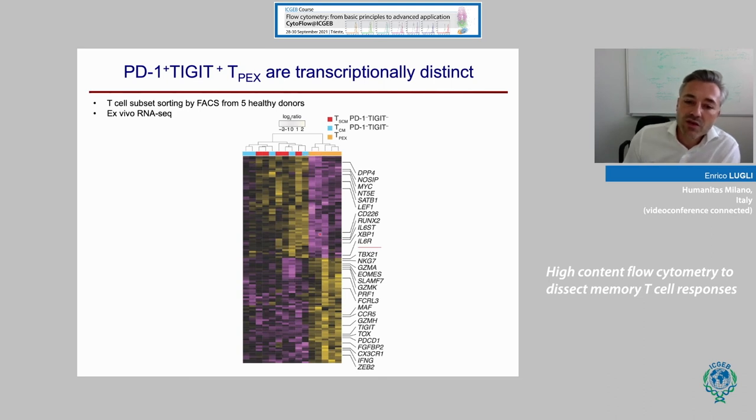And now we could sort these cells and you can see that there are dozens of differentially expressed genes, and especially the TPEX population, in line with the expression of PD-1 and TIGIT, also expresses a number of different molecules related to terminal differentiation or inhibitory function. So you've got ZEB2, a transcription factor regulating terminal differentiation, and TOX, which is a transcription factor regulating the development of exhaustion or dysfunction. These are healthy individuals. They don't really have an ongoing chronic infection, but still they might have features of dysfunction within their polyclonal T cell compartment.